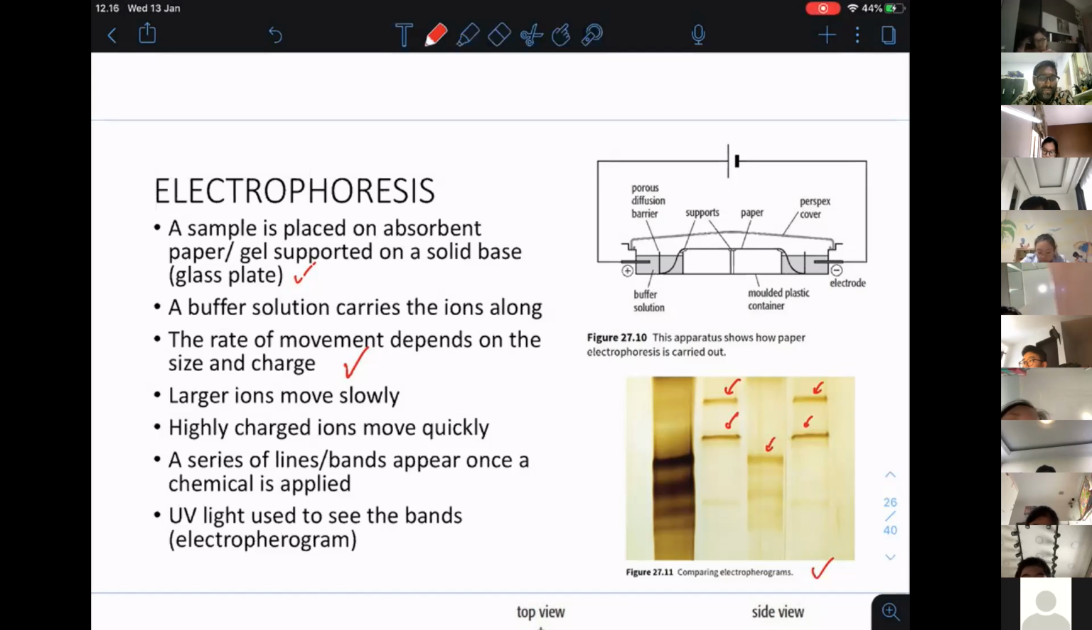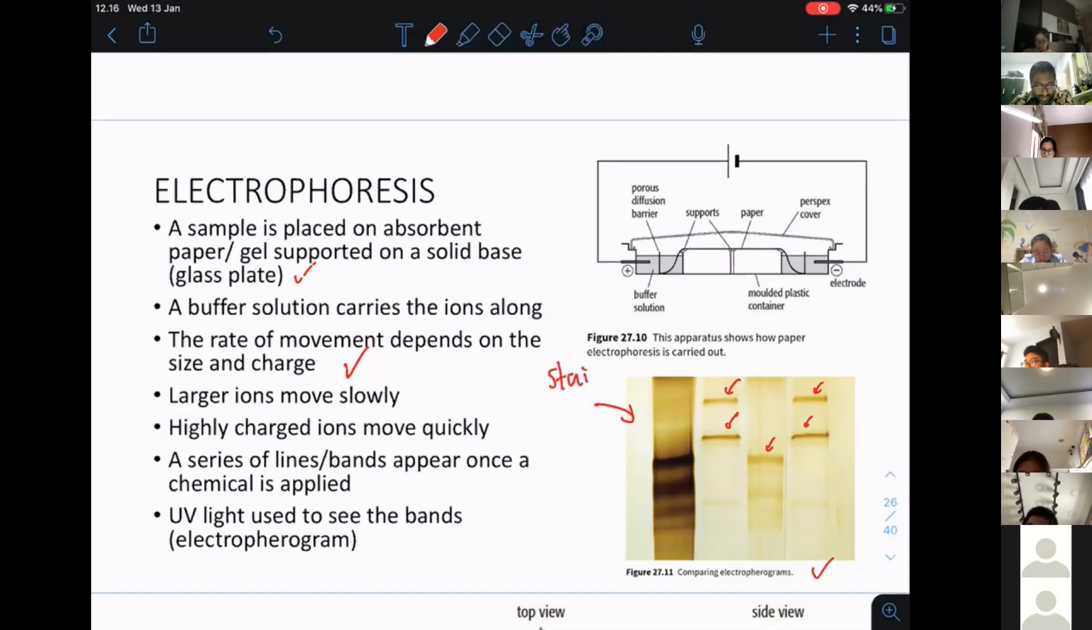So this one you still need to see: proteins don't have color, so if you want to see them, you need to stain them. To stain them, we use chemicals. Even after you stain them, it's not so clear, so to see the bands, you need to use UV light. Then you can see the bands. So these are the bands.